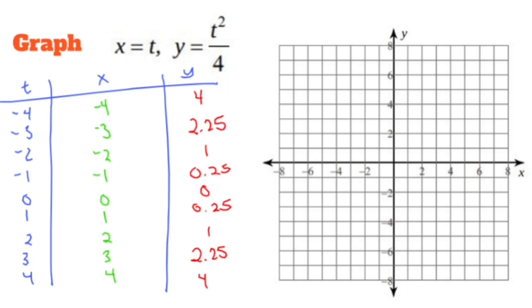So let's graph things and label what we did as we graph them. Let's use a different color. Use purple. All right, here are my points, here are my XY values. So one of my points is -4, 4, and that happened when t equaled -4. Another one of my points is -3, 2.25, and that happened when t was -3.